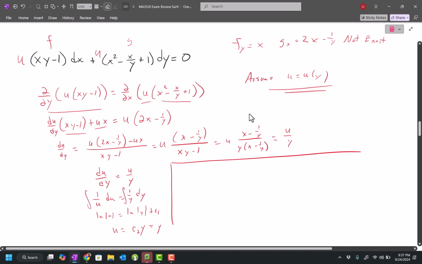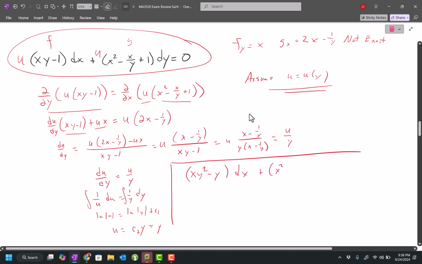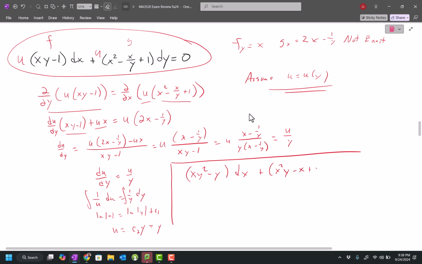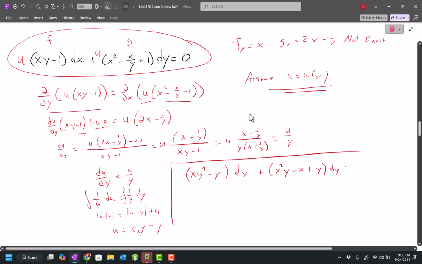Now that I know my integrating factor, I go back to the differential equation. If u is equal to y and I multiply through, I get x times y squared minus y dx plus x squared y minus x plus y dy equals 0.